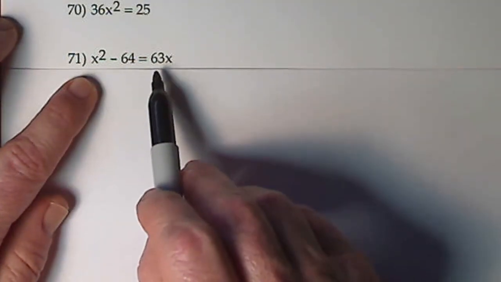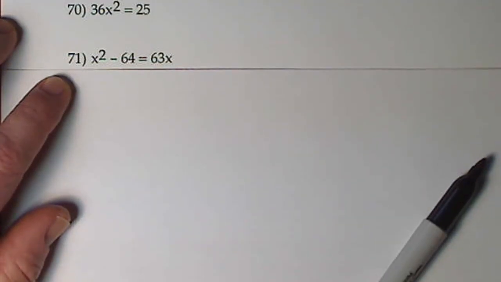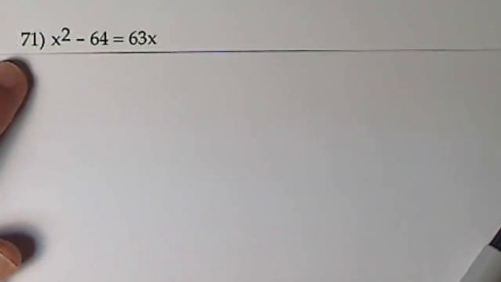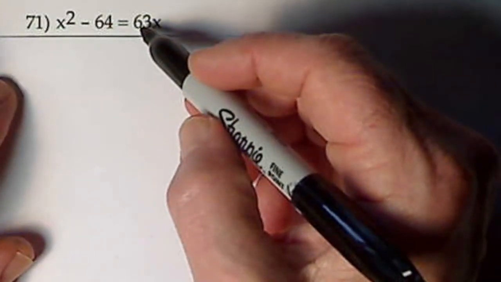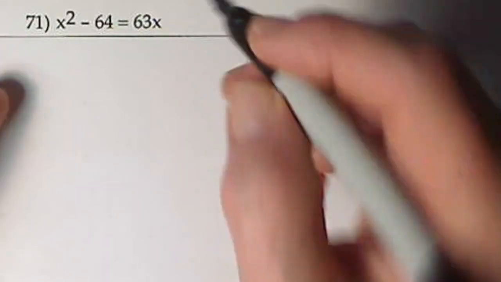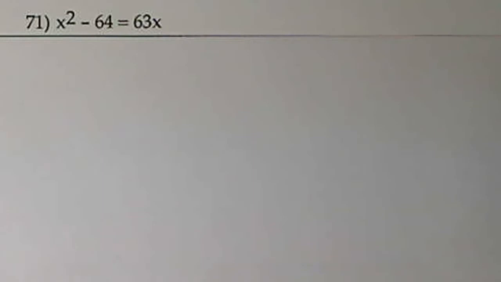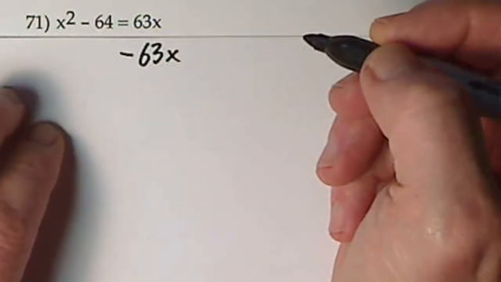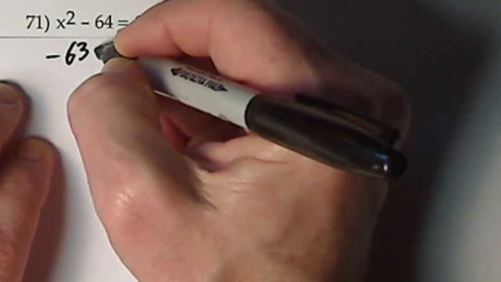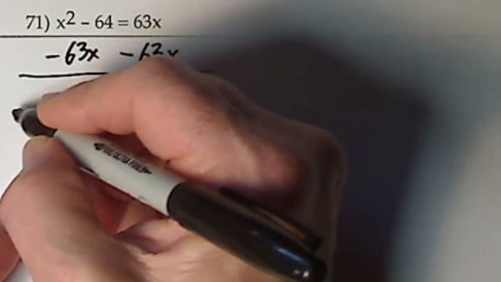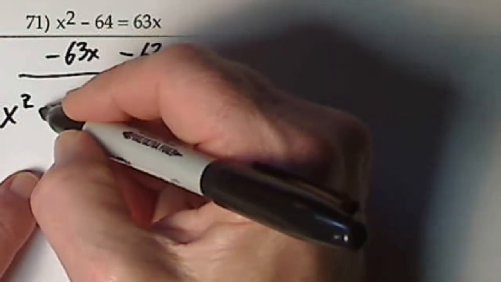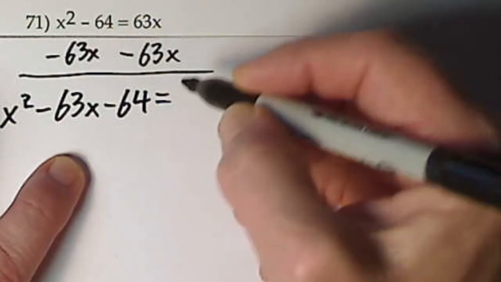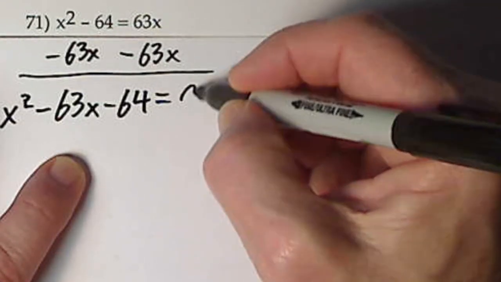And again, we've been working with things equal to 0, so that's where we want to be. I have to zoom in a little bit here. Alright, so I want it equal to 0 instead of 63x. So I better get a different pen. You're going to subtract 63x from each side. So you'll end up with x squared minus 63x minus 64 equals, and 63x minus 63x is 0.